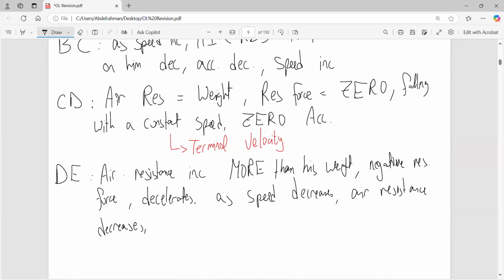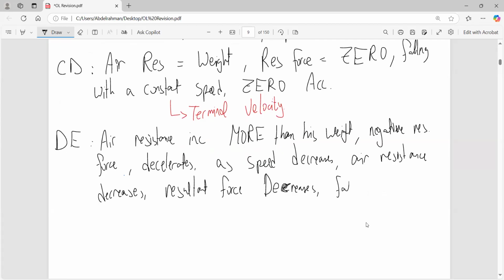What's happening to the magnitude of the force? It decreases. The resultant force on him decreases. Therefore, he's falling with a decreasing deceleration. So he's falling with a decreasing deceleration.